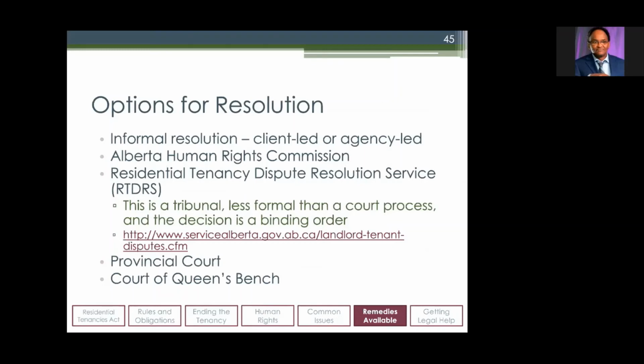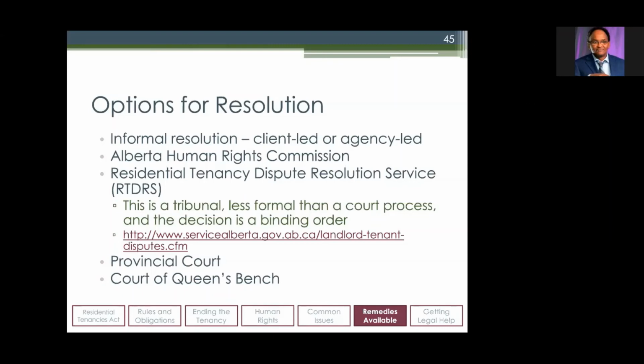So options for resolution, as I said. The third bullet, residential tenancy dispute resolution service, would be your second line of attack, so to speak, after you tried with the landlord or their agent, property manager, and they're not responding, or they're ignoring you, they disagree. Even if you just Google, these days Google search can be very user-friendly and give you good results very quickly.